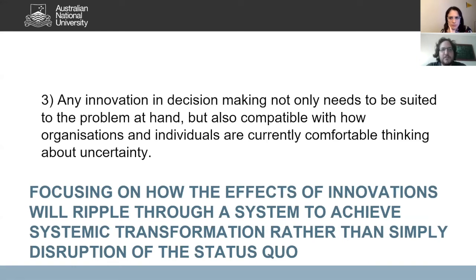The third problem that we're talking about is that whenever we have an innovation that we're bringing in, it needs to be compatible with how organizations and individuals are currently thinking about uncertainty. And if it's not compatible, then we need to make sure that we've got steps of the right size to bring them along on that process. And so what we're focusing on here is actually looking at the ripples through the system needed to achieve a systemic transformation rather than simply disrupting the status quo with a new decision framework.